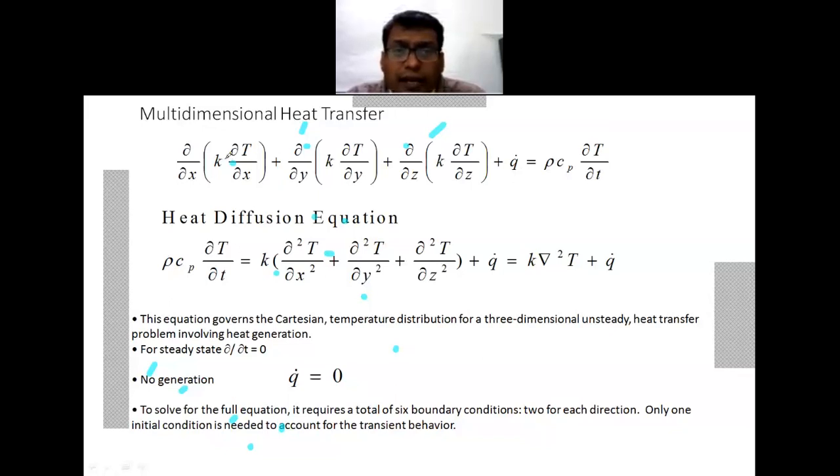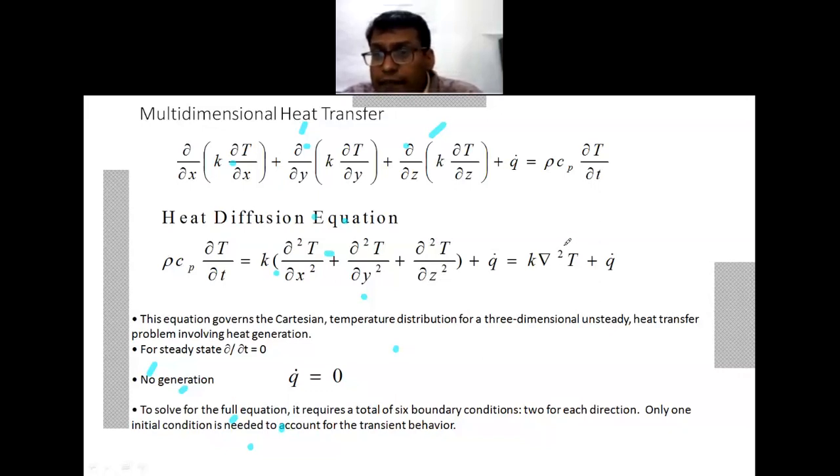Now this can be simplified by taking K as common, and I can write K times delta square T by delta x square, plus delta square T by delta y square, plus delta square T by delta z square, plus the heat generation term, which is equal to rho Cp delta T by delta t. Now, as this is the heat diffusion equation, it contains three terms. The diffusion term is nothing but delta square T upon delta x square, plus delta square T upon delta y square, plus delta square T upon delta z square. This is the diffusion term.